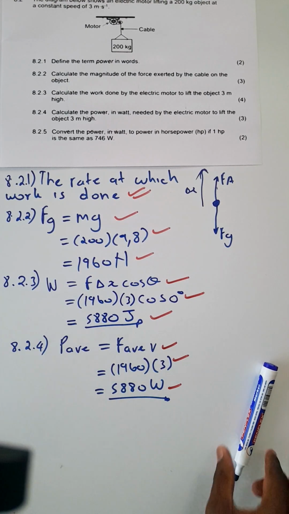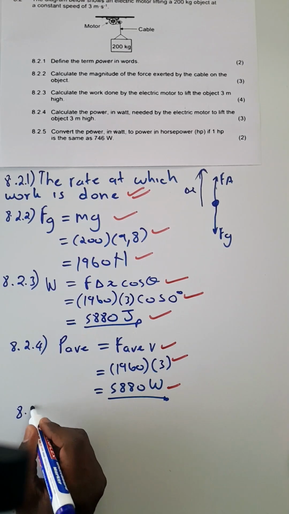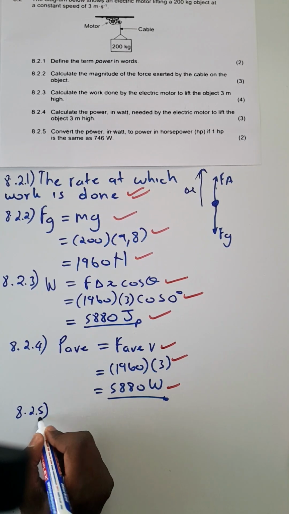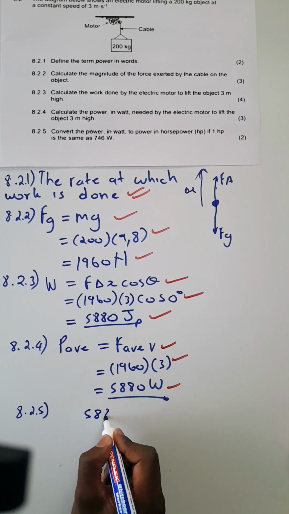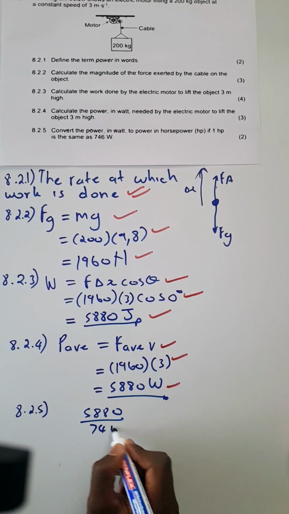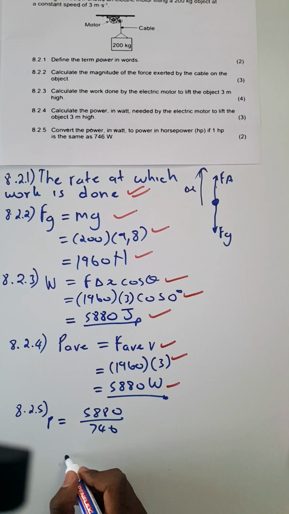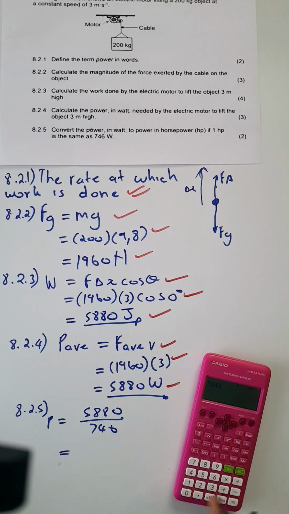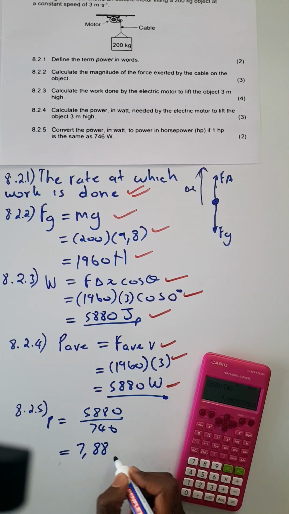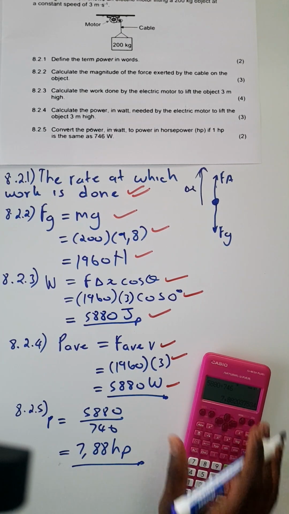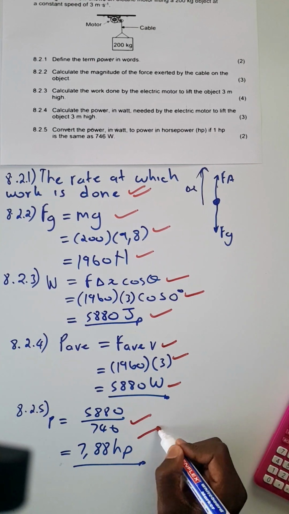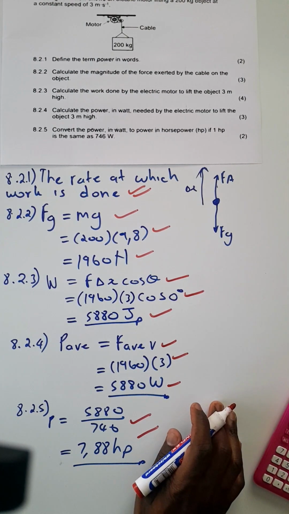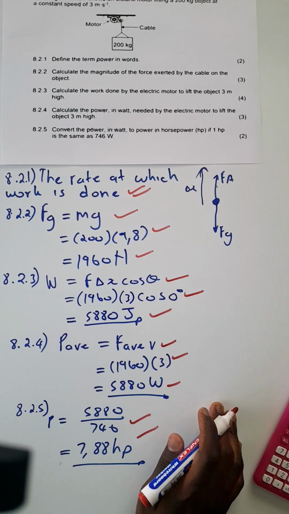And now convert that power to horsepower. So we have 5880, and we divide this by 746. That power divided by 746 gives us 5880 divided by 746, giving us 7.88 horsepower. All right, and there will be 2 marks for that. And we have an activity here out of 14.